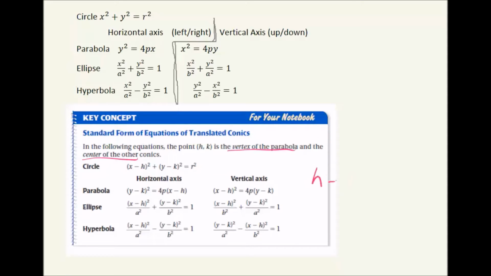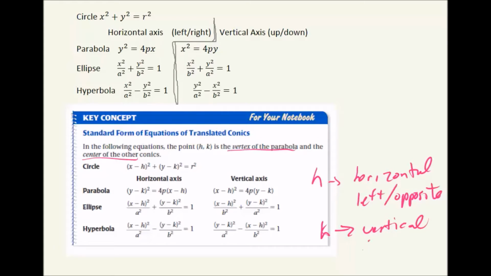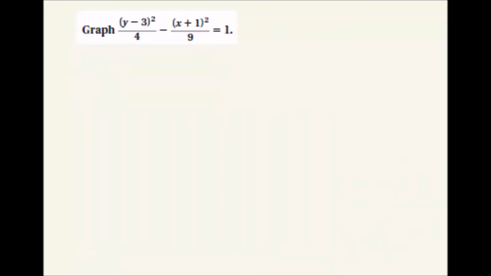Because h is the horizontal, so left to right, and it's opposite. They both are this time. And k is the vertical shift. So now that you have those equations in front of you, it should be a little bit easier to tell which type we're currently looking at.